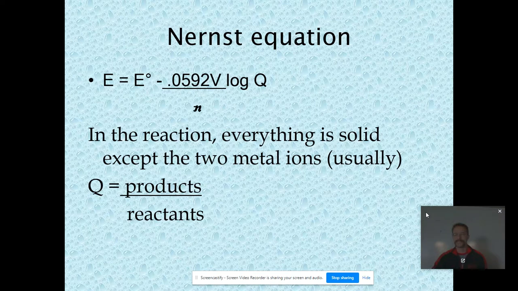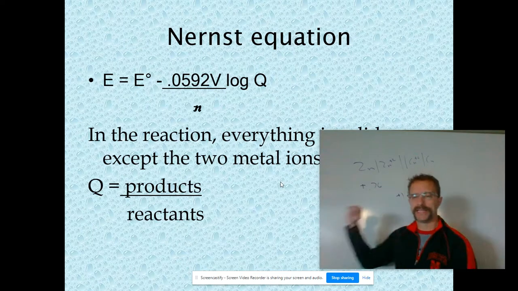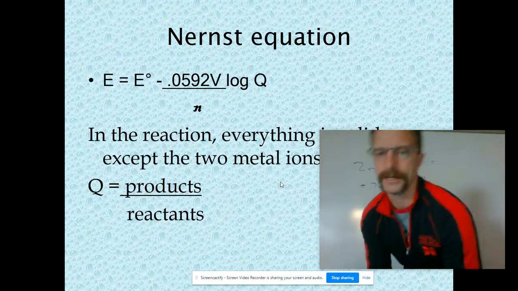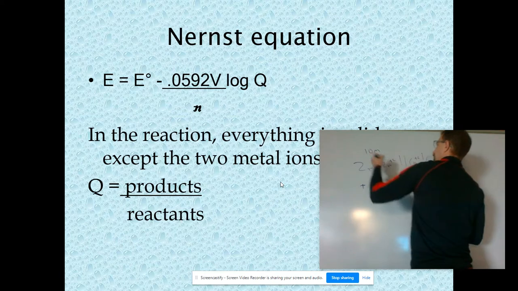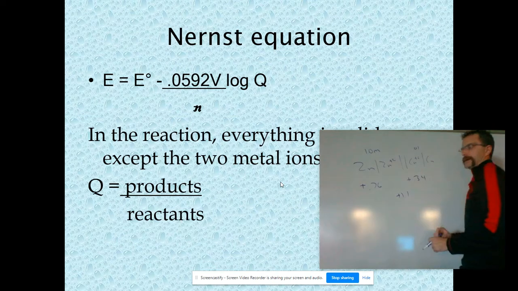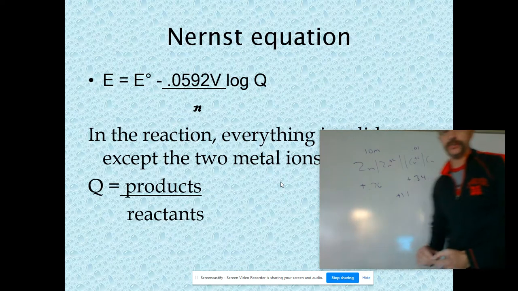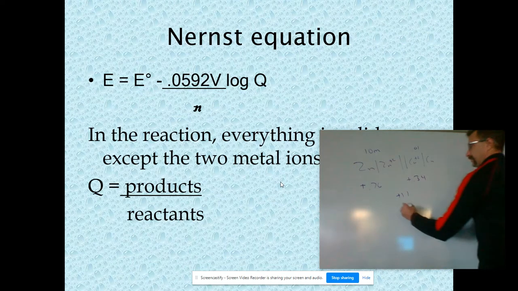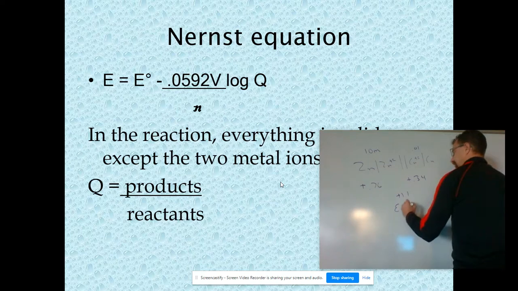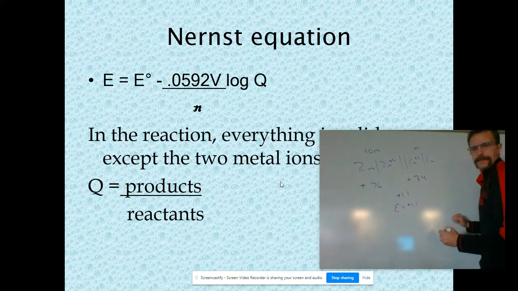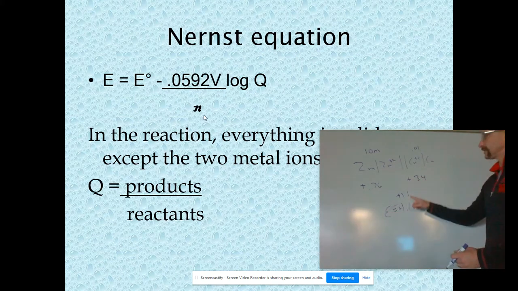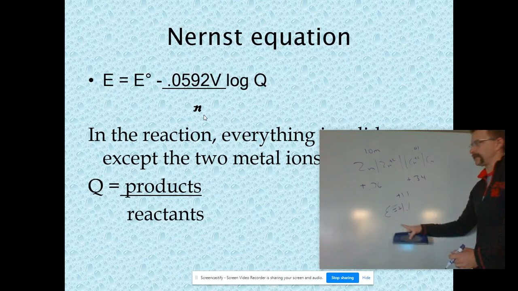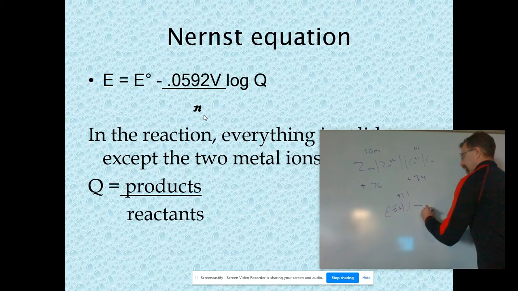So let's pretend I did this one, but let's say the zinc is 10 molar and my copper is 0.01 molar, right? Let's say we've got that situation. So if we do that, then to solve for that E, I would do my E standard is positive 1.1. Let's write that bigger so you can see it. So it's a positive 1.1 volts for my standard cell potential. Then I do that minus 0.0592 over N.